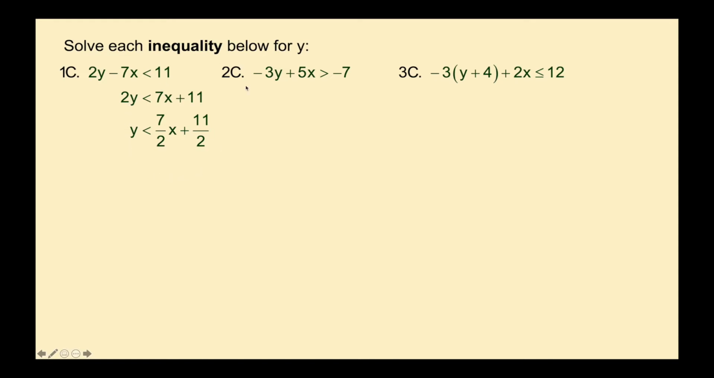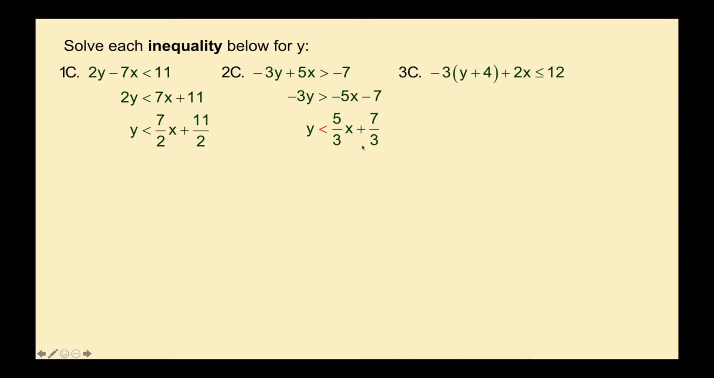For number 2, here, we're going to start by subtracting 5x on each side. Again, we cannot combine negative 5x and negative 7, so you leave them separated. Now we divide everything through by negative 3. And again, that means that this inequality is going to switch directions when we do that division. So negative 5 divided by negative 3 is 5/3. Negative 7 divided by negative 3 is 7/3.